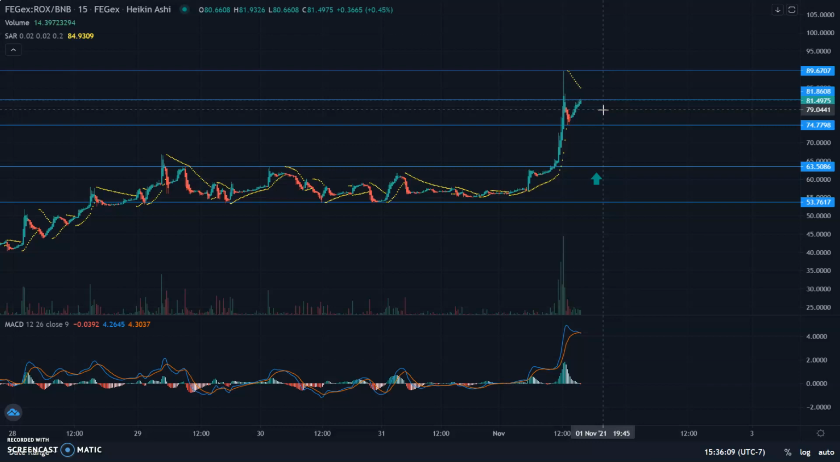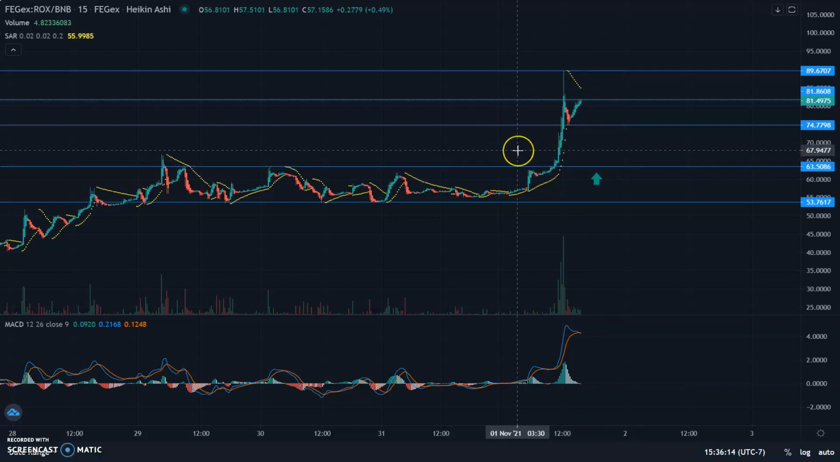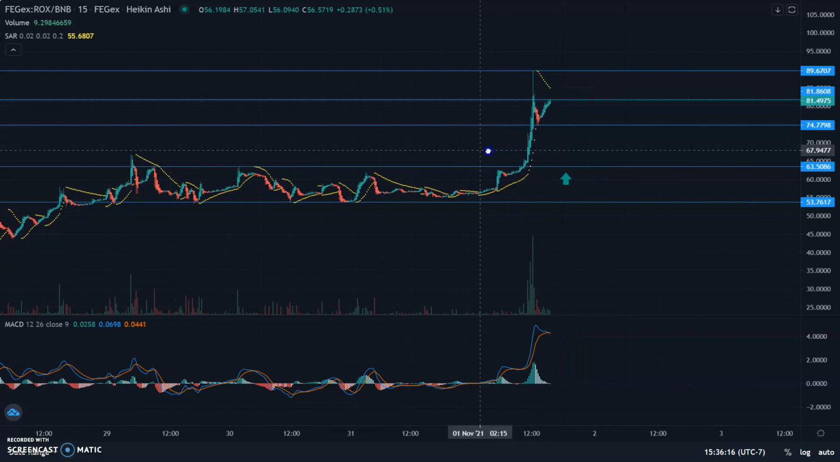And if I see ROX come to this price again, I'll start loading up my ROX token, to be honest with you too, because it's just been going crazy. So you guys know what's coming.